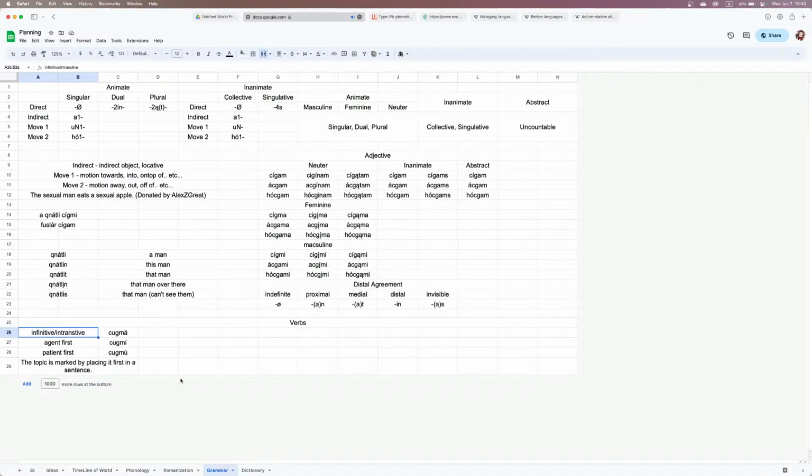Zugma, zugmi, zugmu. Zugmai. Zugmau. Zugmai. Zugmau. Zugmei. Zugmo. Yeah, I think that's a bit better.